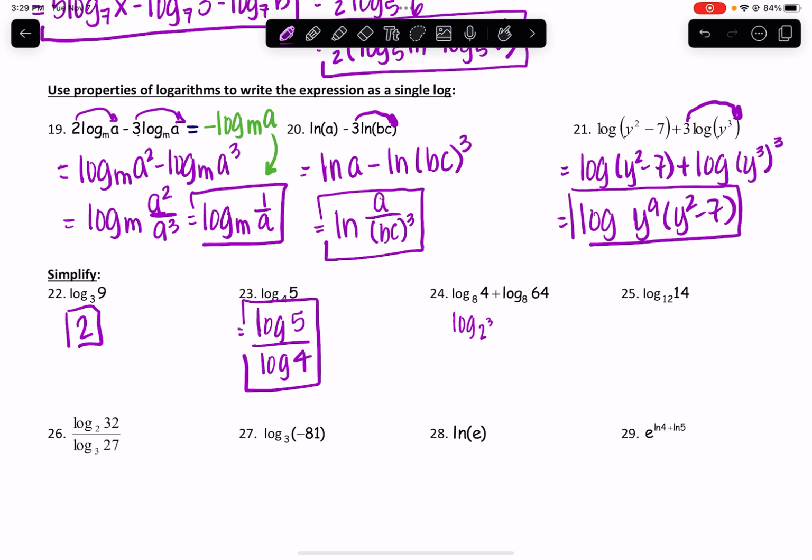That's log base 2 cubed of 2 squared plus log base 2 cubed of 2 to the 6th. There you go. Because 8 is 2 cubed, 4 is 2 squared, 64 is 2 to the 6th. So log base 8 of 2 to the 8th will get me 256.